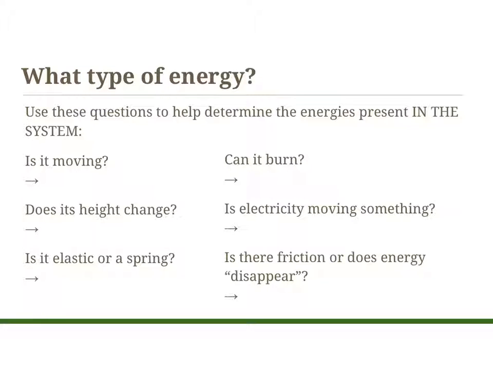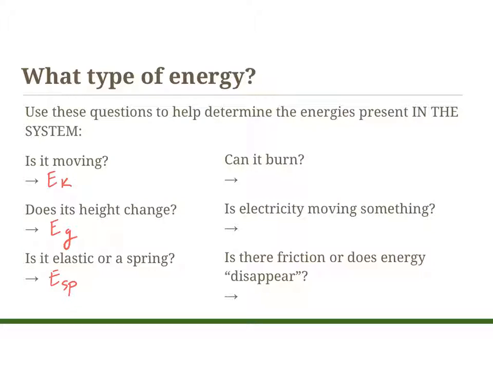Now, a couple of other things that you should be aware of: these are some questions that can help you identify the type of energy in your system. If the object is moving, we would say that the energy is kinetic energy. If the object changes height, even if it goes up or if it goes down, we would call that gravitational energy. If there is a spring or something elastic being stretched present, we would call that spring energy.